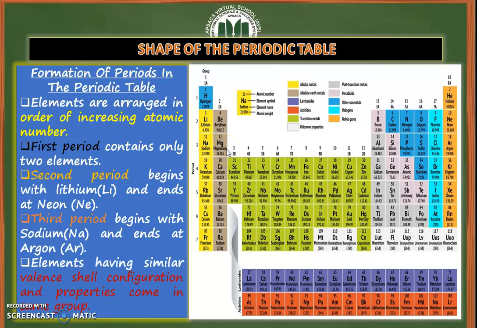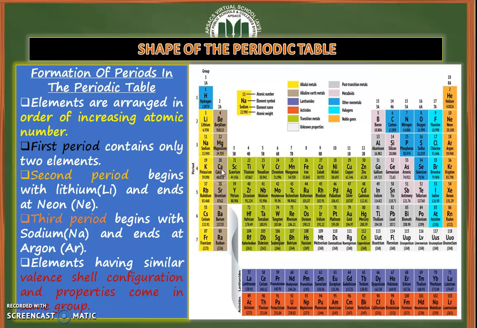Similarly, the elements like aluminium, silicon, phosphorus, sulfur, chlorine and argon come under boron, carbon, nitrogen, oxygen, fluorine and neon. Our next element in our fourth period is K or potassium, which has the valence shell electronic configuration of 4s1, which is similar to sodium, that is 3s1. So K comes under sodium, and our new period, which is period number 4, begins with potassium.